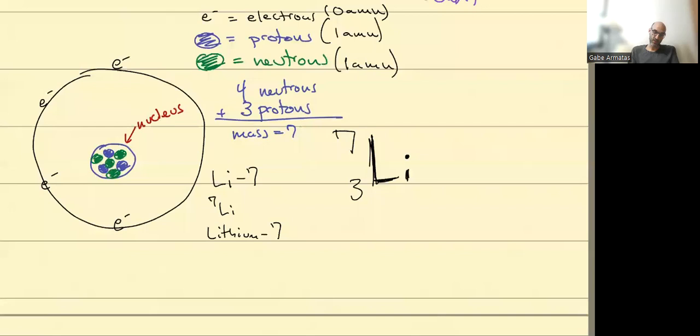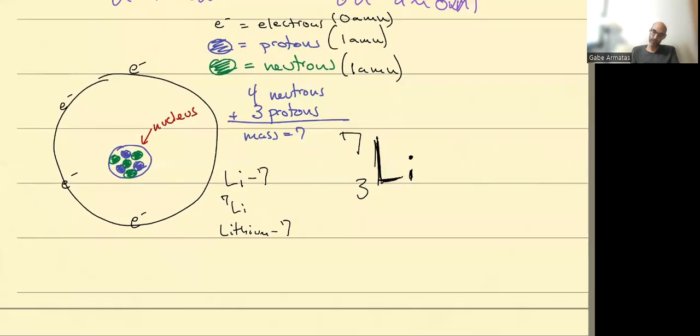The last part of this is charge. So this over here is mass number, symbol.